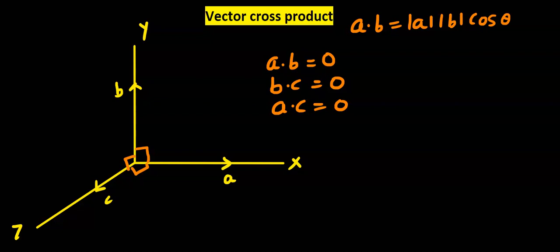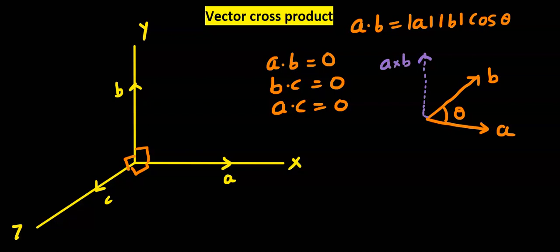Now for the cross product. If this is vector A in this direction and this is another vector B in this direction, and the angle between them is theta, then the cross product is always perpendicular to these two vectors, and its direction we can find with the right hand rule. If you put your first finger in the direction of A and your second finger in the direction of B, then your thumb will show the direction of A cross B.